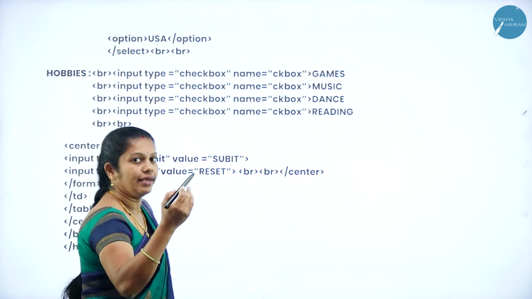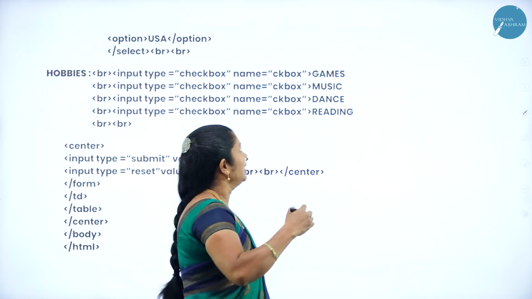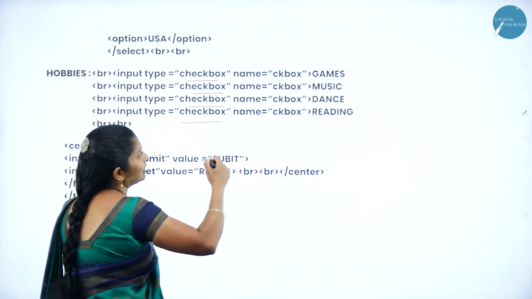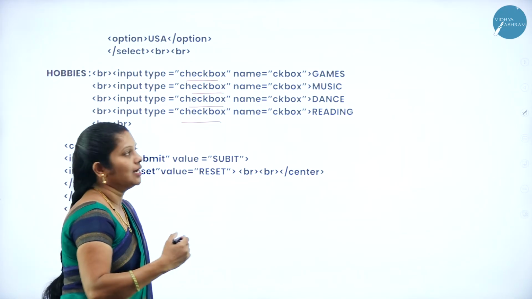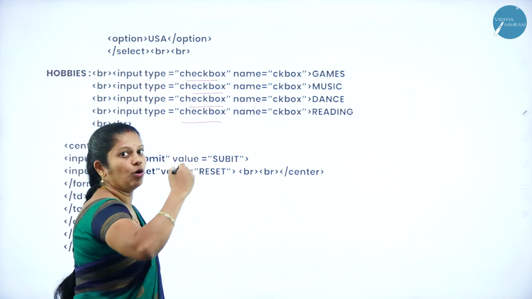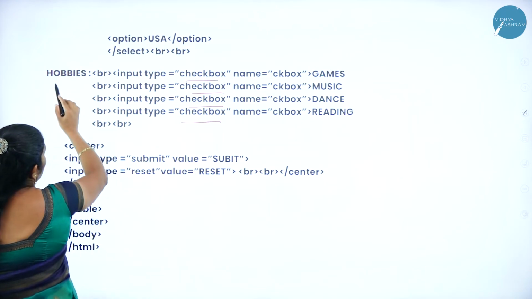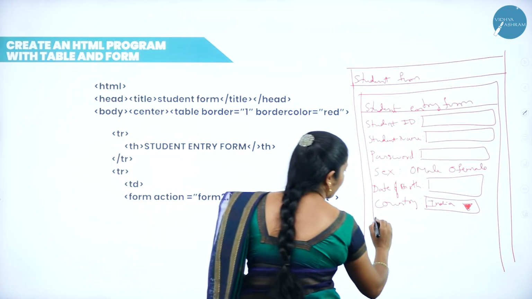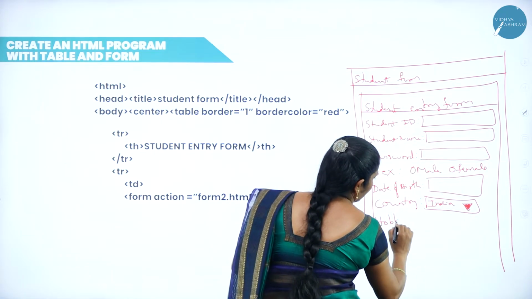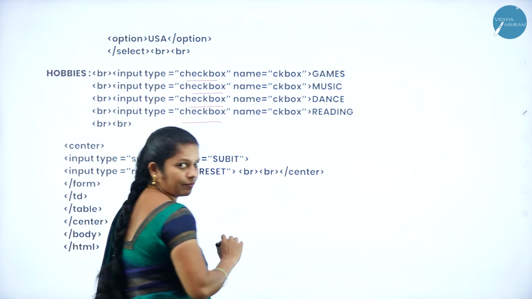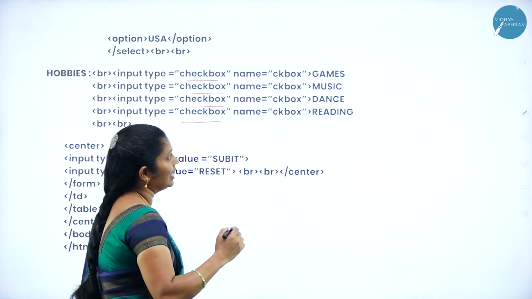Whereas for hobbies, here we have selected options like a check box. That means it helps to select multiple hobbies, for example games, music, dance, reading, like that. First we have to write hobbies. Under hobbies, we have four options: one is game, and then music, dance, reading.